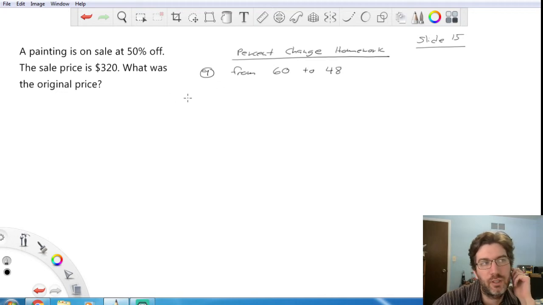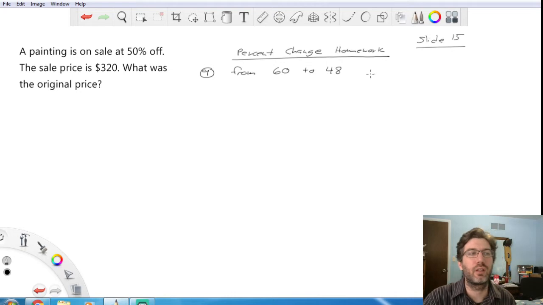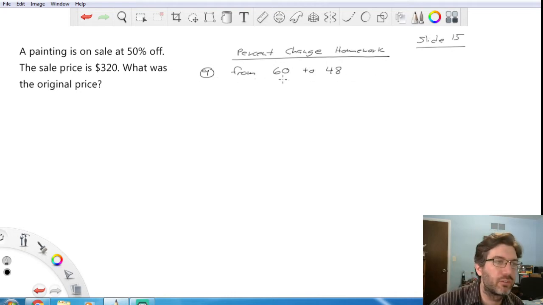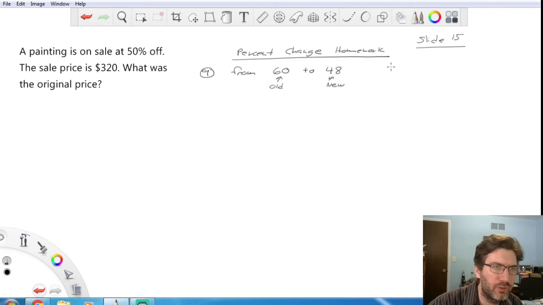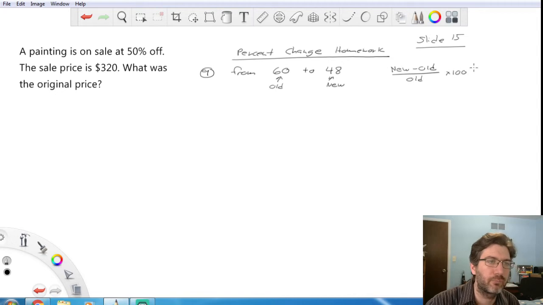So for number 9, Catherine, you're going from 60 to 48. So keep in mind you start at 60, so this will be your old value, and 48 will be your new value. And I'm getting that from the context, from 60 to 48. Remember our little formula for this is your new value minus your old value divided by your old value. And you want to multiply that by 100 to get it as a percent.